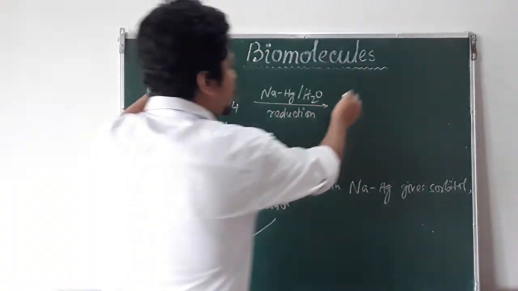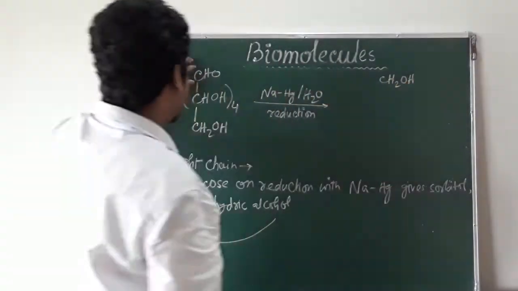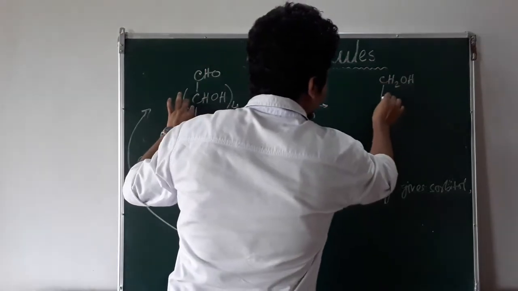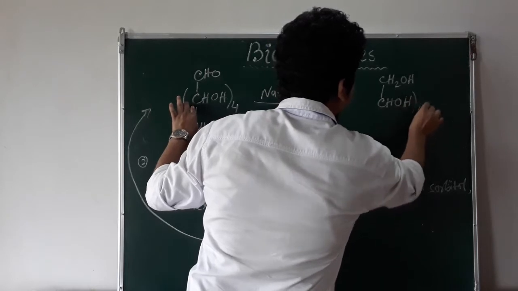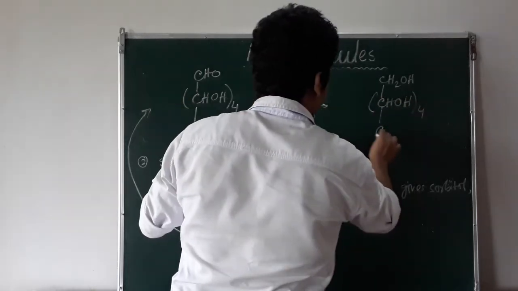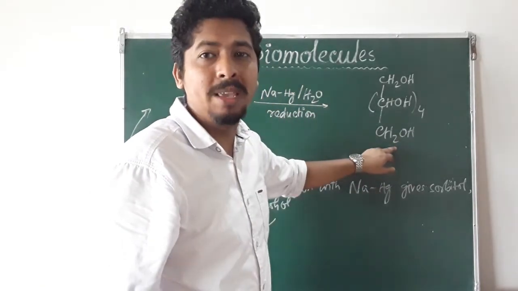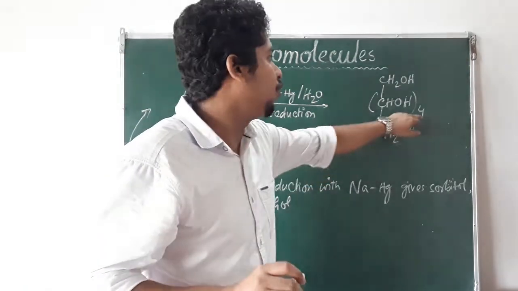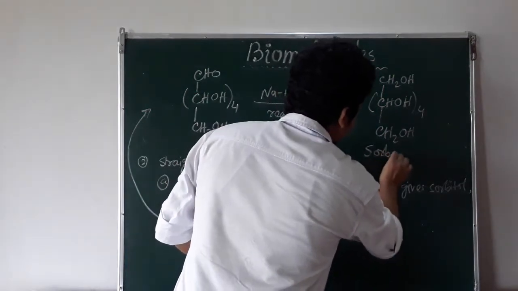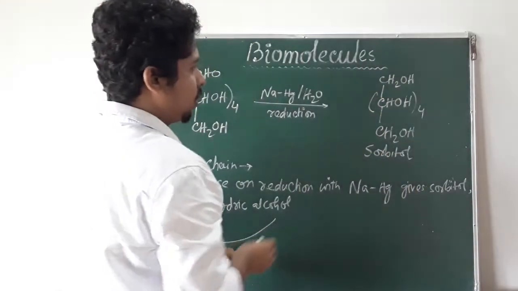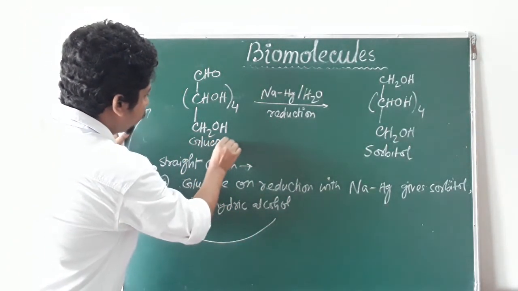So this CHO group will be converted into CH2OH. Here CH2OH, here we have CHOH four times, and here we have CH2OH. So this is a hexahydric alcohol, meaning it contains 6 OH groups: 4 OH, 5, 6. Its name is sorbitol. This sorbitol is a hexahydric alcohol, and this is glucose.